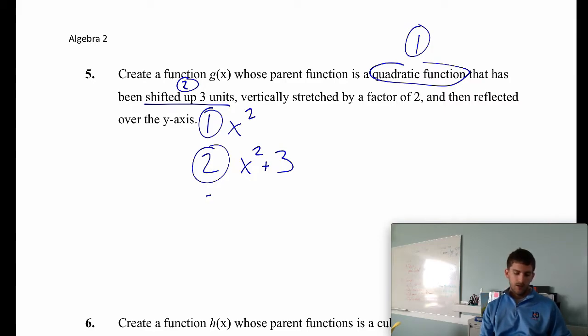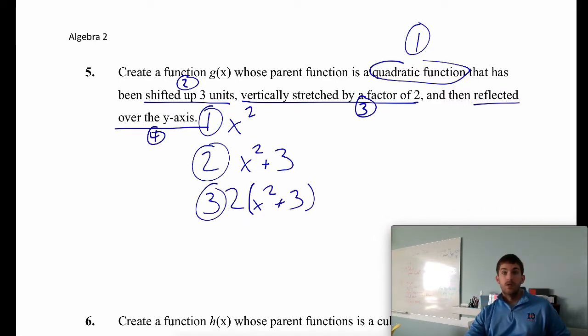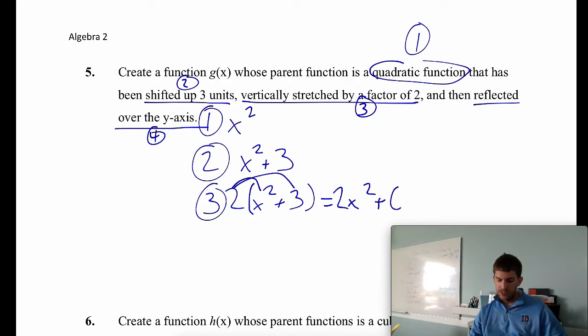Then, step 3, we're going to vertically stretch it by a factor of 2. Vertically stretching by a factor of 2 means we multiply everything by 2. So we're going to take the x squared plus 3 that we had and multiply that whole thing by 2. We distribute the 2 to the x squared, which gives us 2x squared, and distribute the 2 to the 3, which gives us 6.